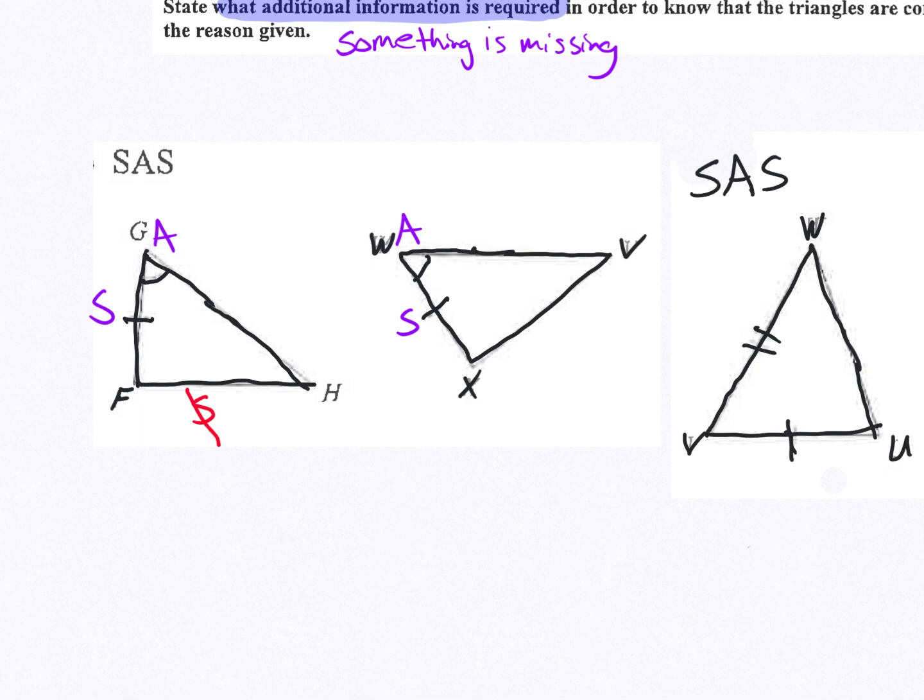So let's try this other one. Put an S there. Does that make side angle side? Yeah. So circle that one. That's our correct one.